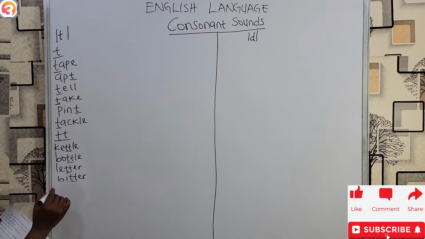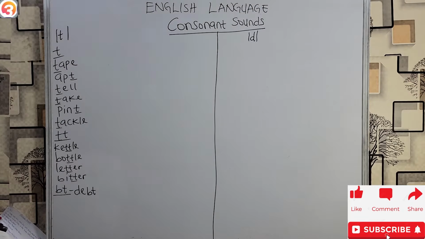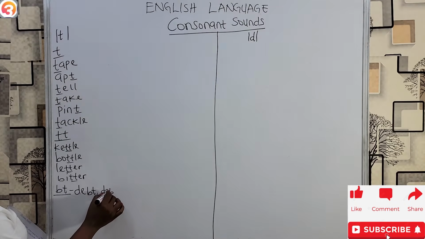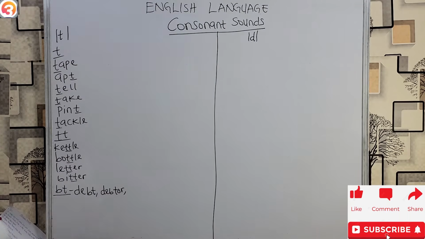Then words that have letter B coming before the T. So here we have debt. It's as if the BT is just pronounced as T, since the B is silent. In our last class, we looked at consonant B when it comes before T and when it comes after M at the end of words. You can check out that video if you didn't look at it. So words like debt, debtor, these words contain consonant T since the B is silent.